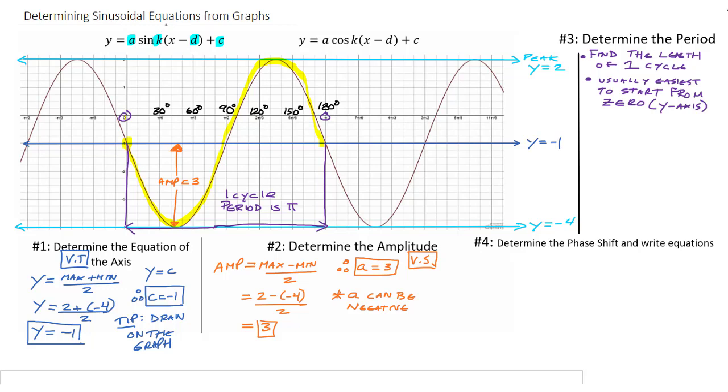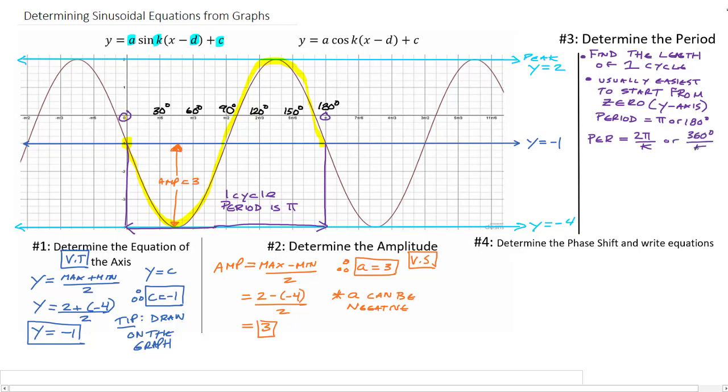All right, so now we've figured out that the period in this case is pi. So let me write that down here. This is the period. Period is pi, or 180 degrees, depending on whether we're using radians or degrees. Now, here's the deal. What is K, though? So we have to go back to the formula we learned in the previous lesson. Period is equal to 2 pi over K, or, if we're going to use degrees, 360 degrees divided by K. So I'm going to do both, so you can see both.